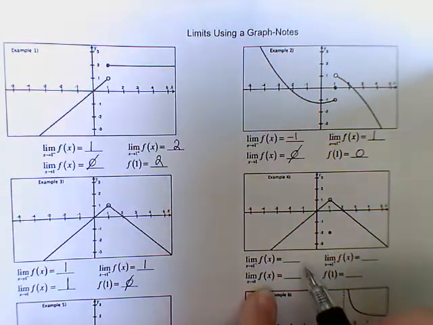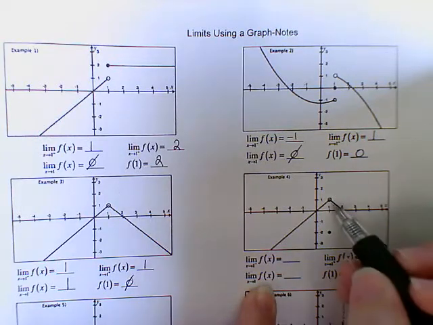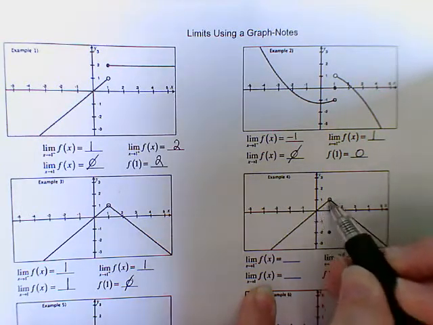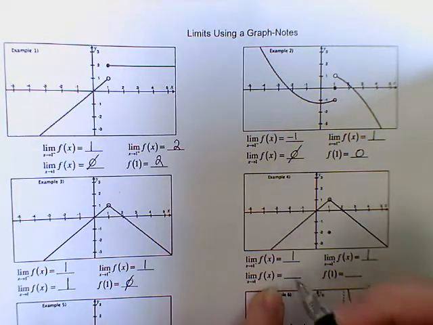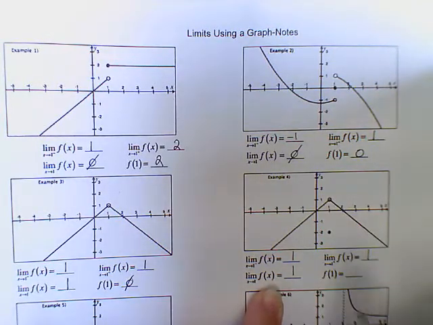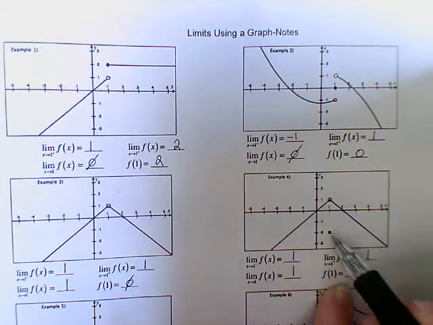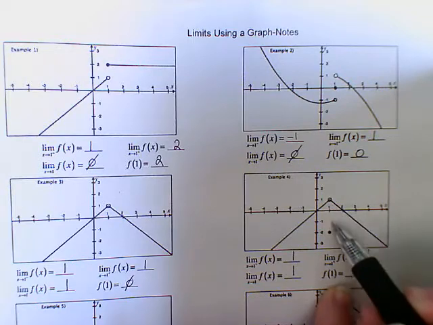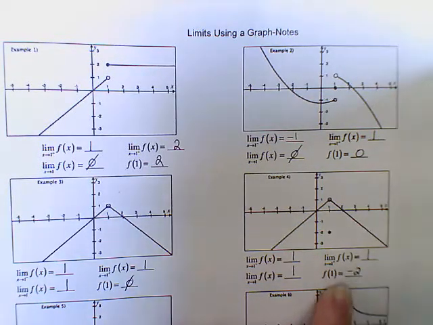Okay, looking at this graph here, again, we're looking at 1. Here's 1 again. The left and the right look like they're both approaching that same y value of 1, so the limit exists as well. F of 1 is the point that you see. There is a point there at 1. It's down here at the y value of -2, so this is -2.